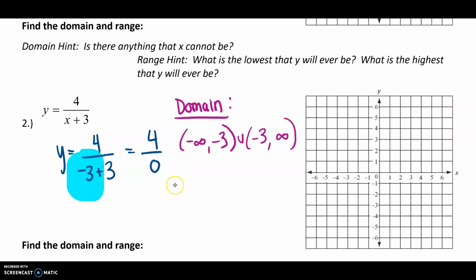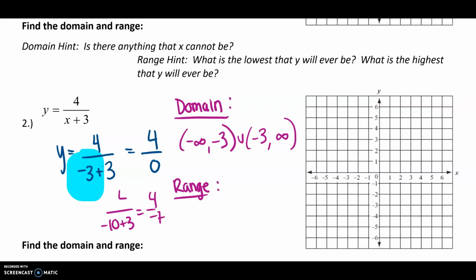Oof, the range on this is a tricky one, so stay with me here. I'm going to start by plugging in a few values. If I plug in 10, you're going to get a small fraction, 4/13. If I plug in 100, it would be an even smaller fraction, 4/103. If I plug in a negative number, say -2, we're going to have 4/1, so you get 4 out. If I plug in a bigger negative number, you're just going to get a negative fraction, which is going to be 4/-7.